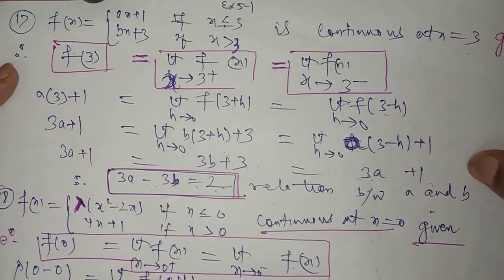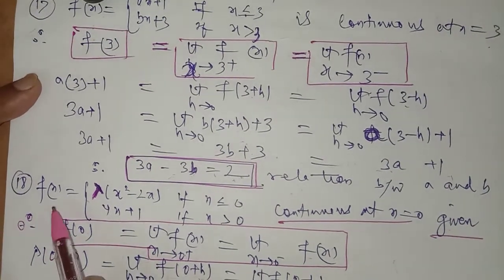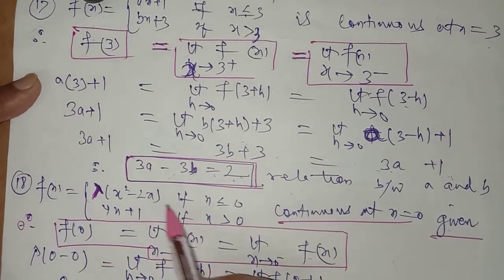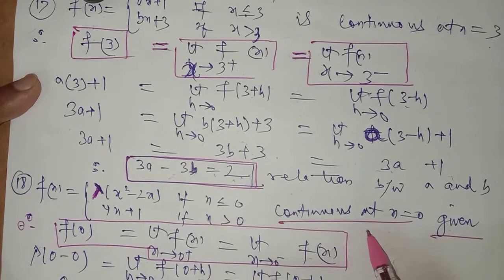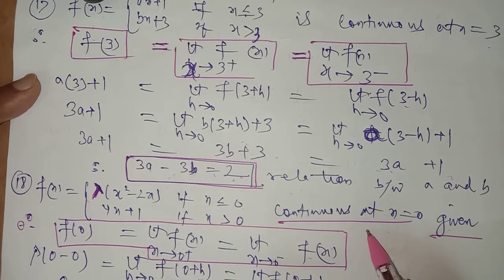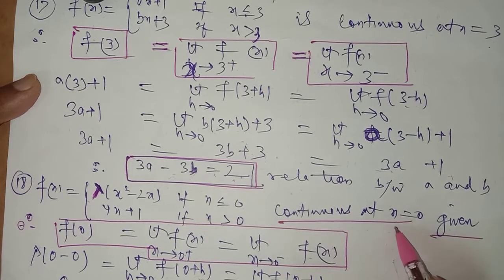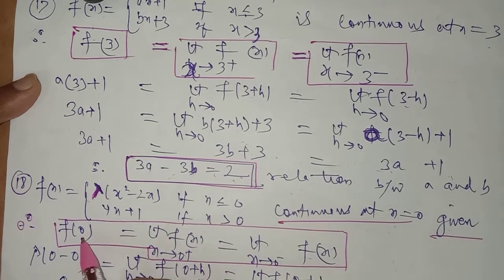Now in question number 18, it is given that the function f(x) is equal to lambda x squared - 2x if x is less than or equal to 0, and 4x + 1 if x is greater than 0. It is given in the first part of this question that this is continuous at x equal to 0, and you have to find the value of lambda. Because this function is continuous, the value of the function at 0 is equal to the right hand limit at 0, which will be equal to the left hand limit at 0.